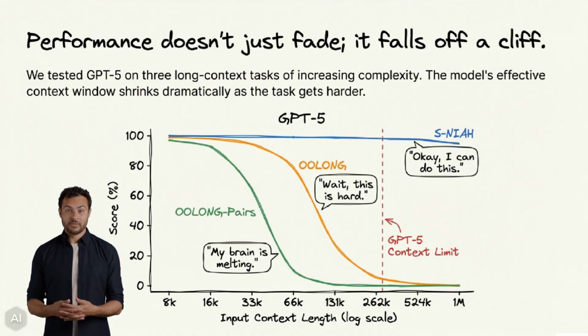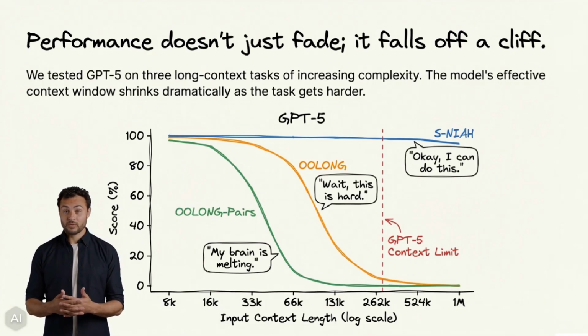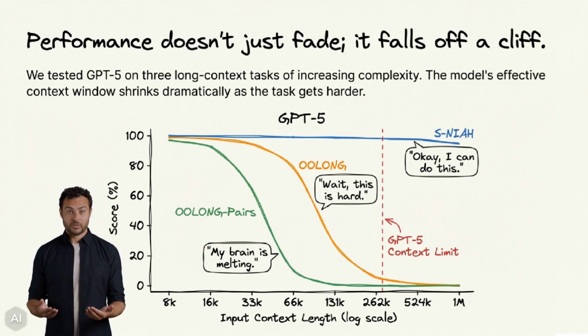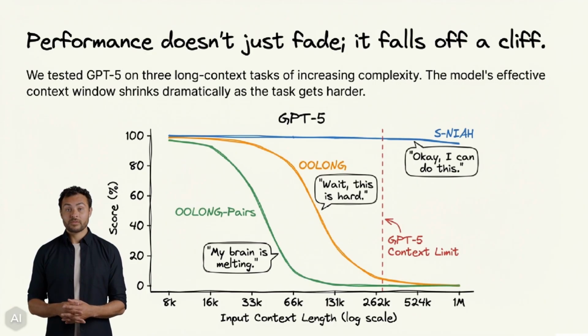Here they tested GPT-5 on 3 long context tasks that get progressively harder: OOLONG-Pairs in green, OOLONG in orange, and S-NIAH in blue. The y-axis is score, and the x-axis is input context length on a log scale. Notice what happens as the tasks become more complex. The model's effective context window shrinks. On the easier S-NIAH task, performance stays high even as context grows. But for OOLONG, and especially OOLONG-Pairs, accuracy collapses much earlier, even well before the marked GPT-5 context limit. The takeaway is that context length isn't the same as usable context, especially on harder reasoning.